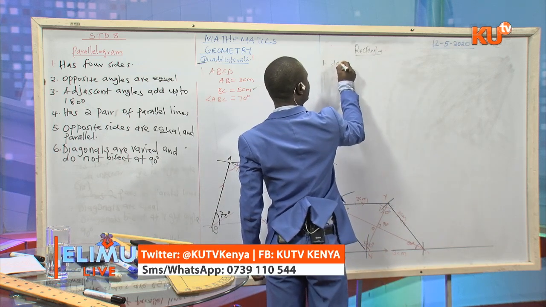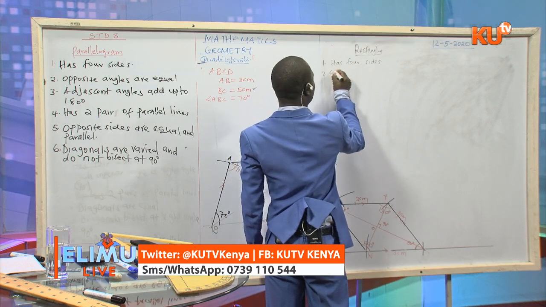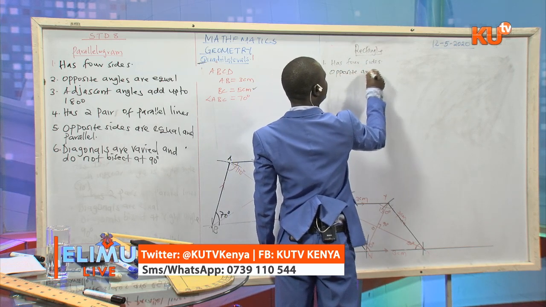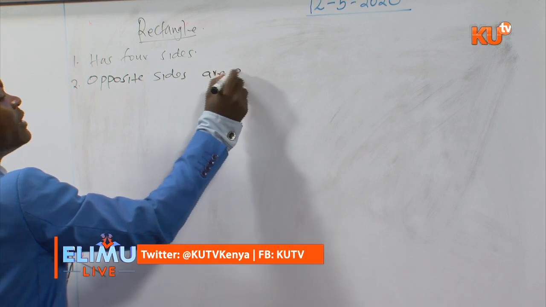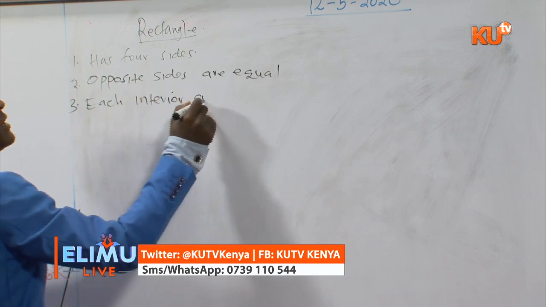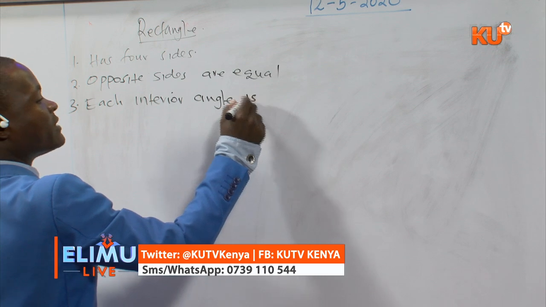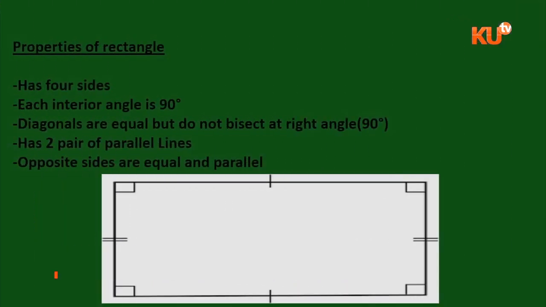So number one, has four sides. Number two, opposite sides are equal. Number three, each interior angle is 90 degrees. Number four, diagonals are equal, but do not bisect at 90 degrees. They are equal, but they do not bisect at 90 degrees.